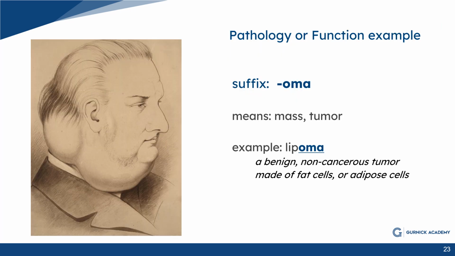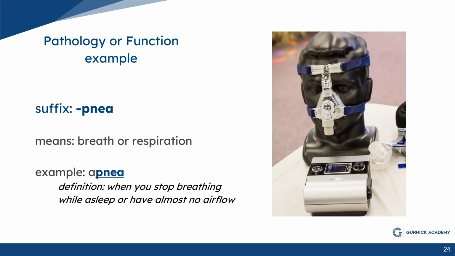Another suffix example for pathology and function is oma, O-M-A, which means mass or tumor. An example is lipoma, meaning a benign non-cancerous tumor made of fat cells. Another suffix example is pnea, meaning breath or respiration. A medical term using that suffix example is apnea. The definition of apnea is when you stop breathing while sleeping or have almost no airflow.